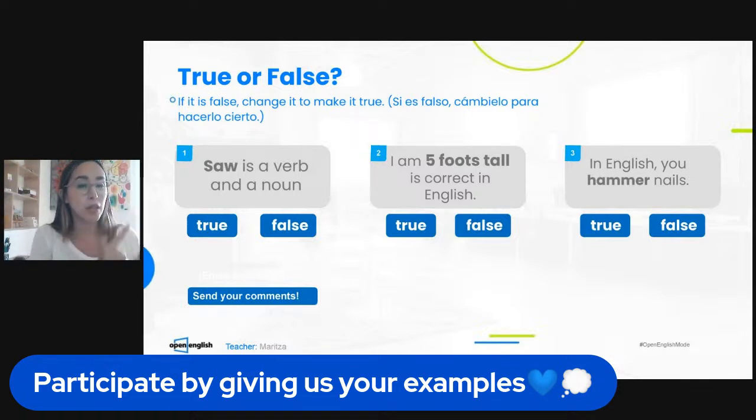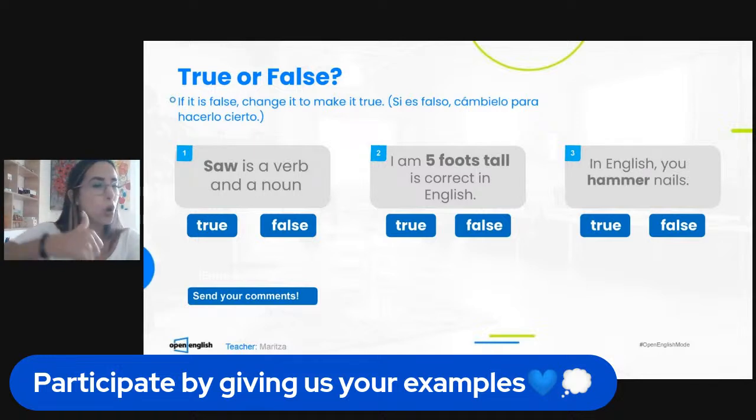Remember, the plural form of foot is feet. Feet. F-E-E-T. More than 1 foot is feet. So 2 feet, 3 feet. Very good, Ignacio. It must be feet. Excellent. So 1 foot, 2 feet, 3 feet, 4 feet. I am 5 feet tall, for example. Excellent, guys. And number 3, in English, you hammer nails.